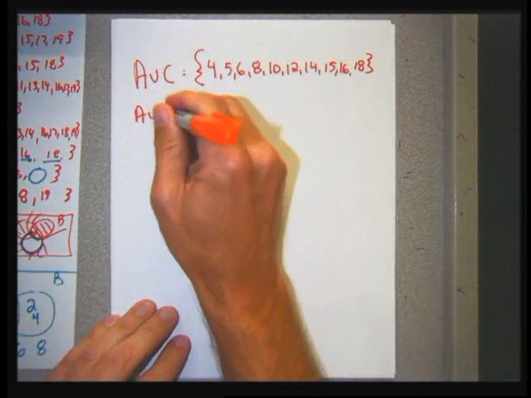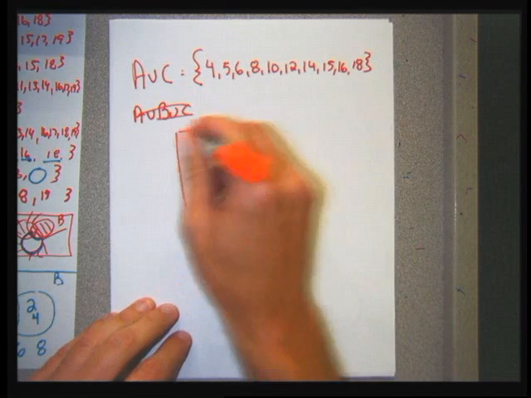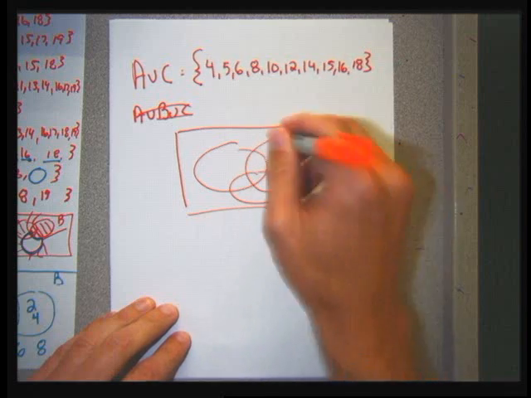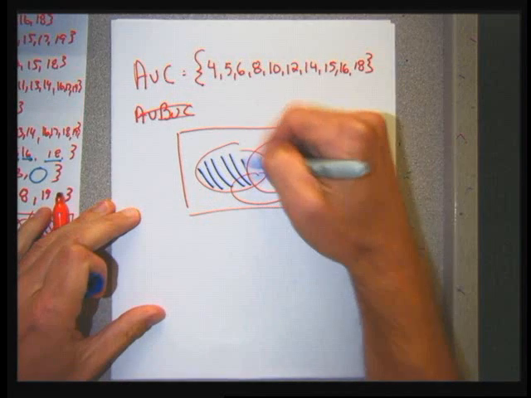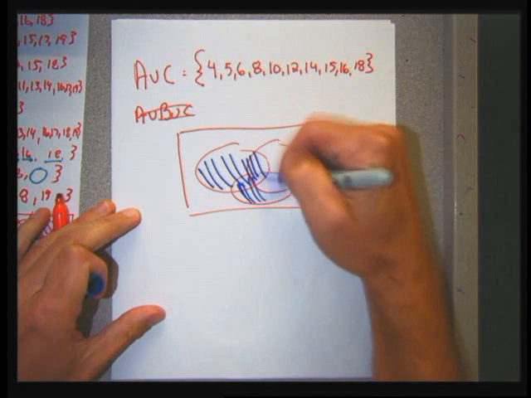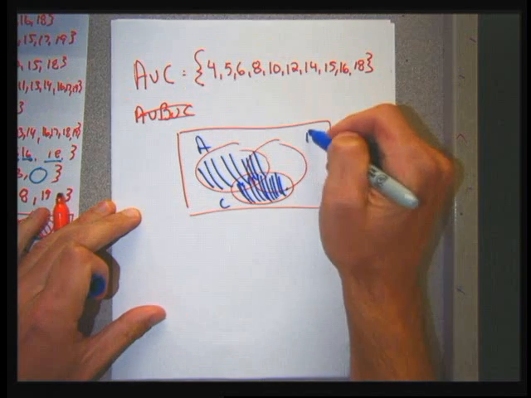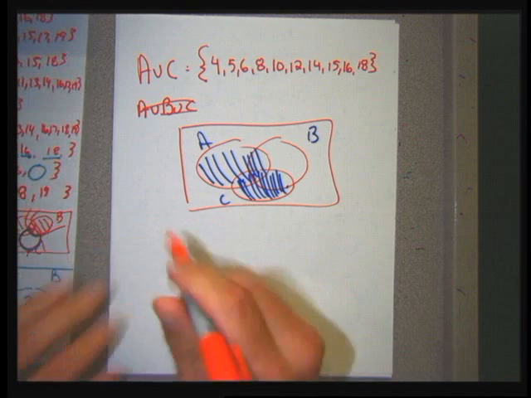A union B union C, so let me just do this. So A union C, the things that I put in those is the entire A circle and the entire C circle. So anything in any one of those circles came in my answer for A union C.